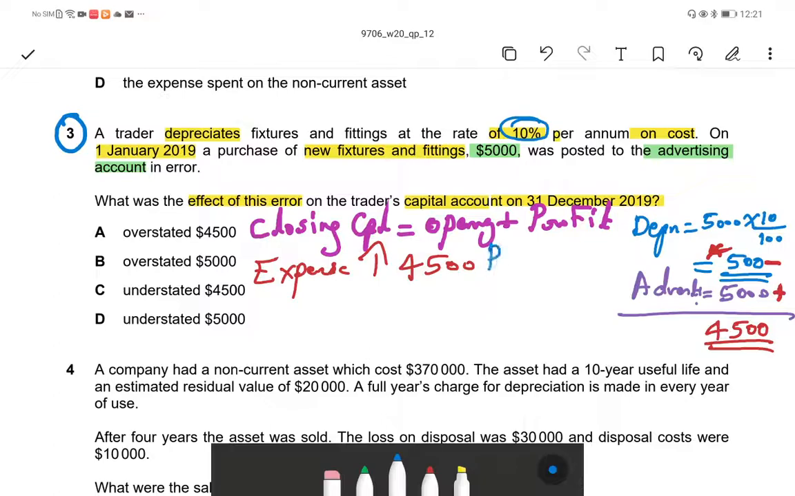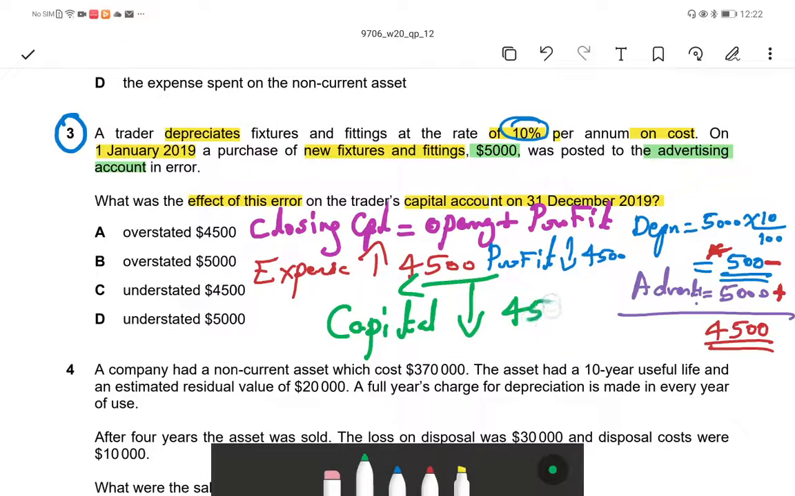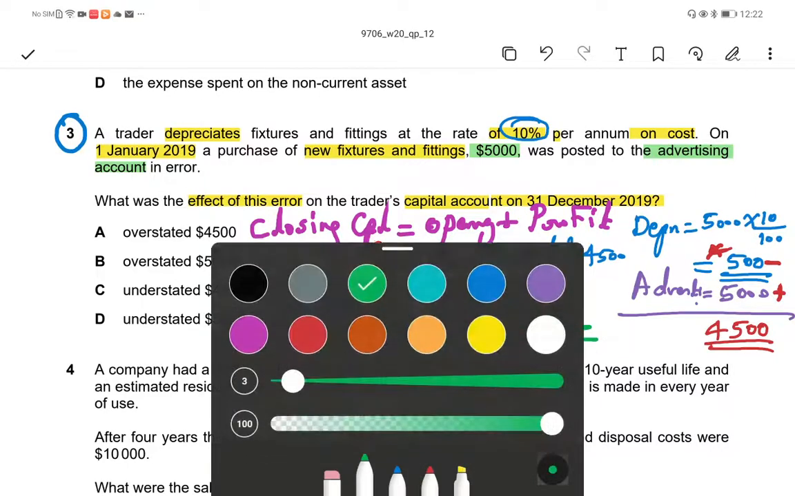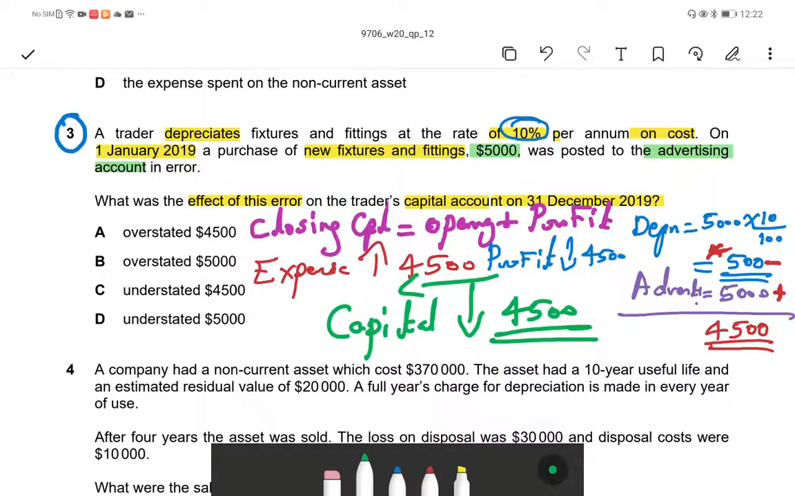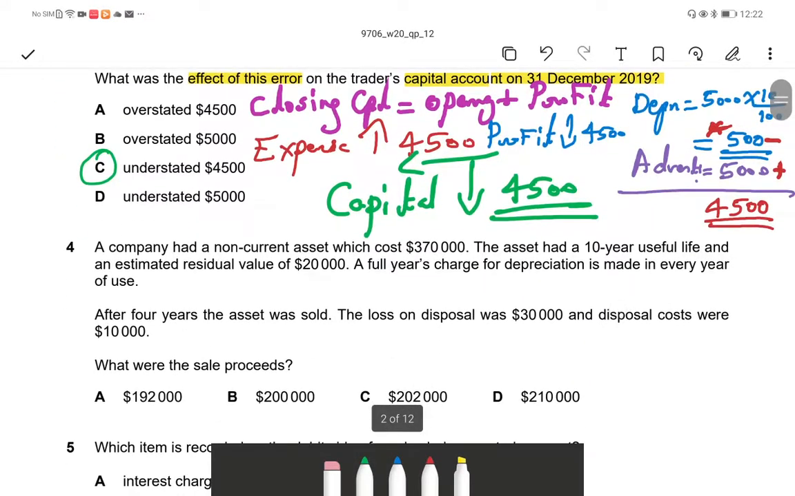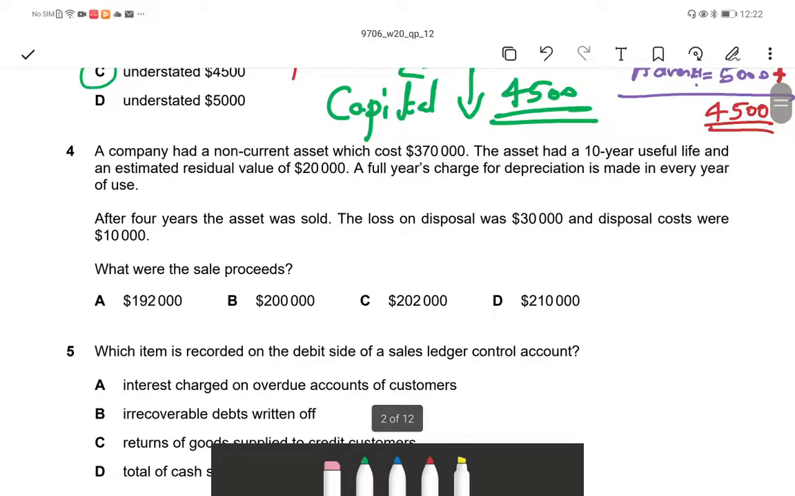So profit is understated by 4,500. When profit is understated, our capital will be understated by 4,500. So the correct answer is understated 4,500. Option C is the correct answer. Next, question number 4.